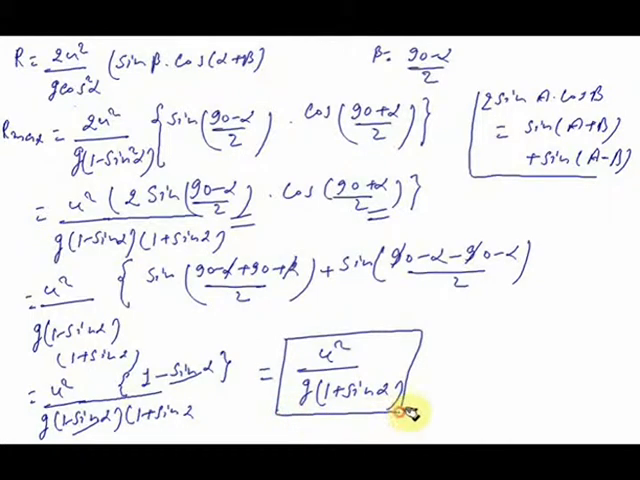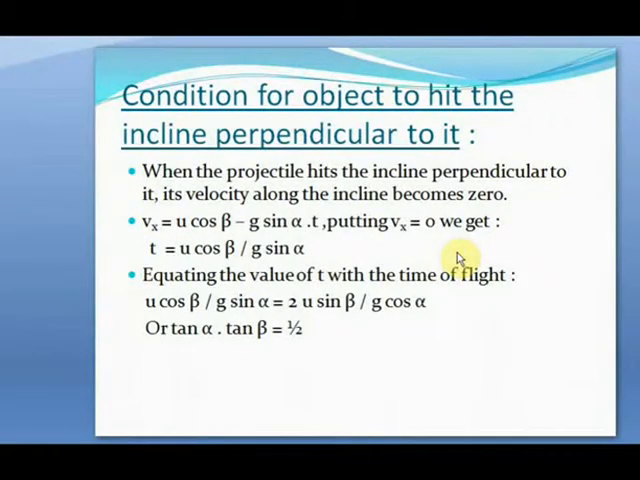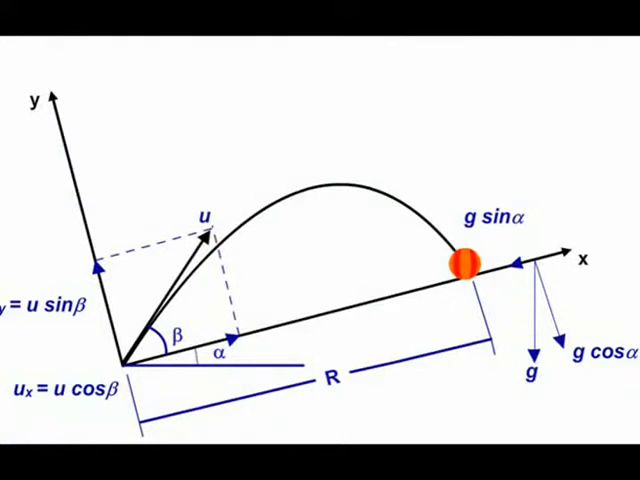So this is the value of maximum range of a projectile which is projected along an inclined plane, inclined at an angle alpha. So this is our R max. Now let's talk about a special case where the projectile is hitting the inclined plane in the perpendicular direction.